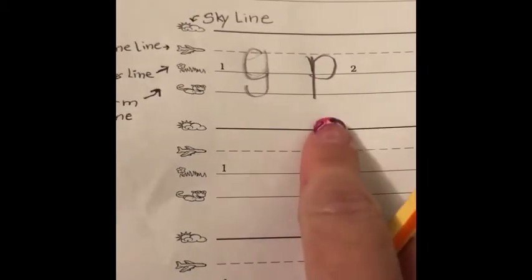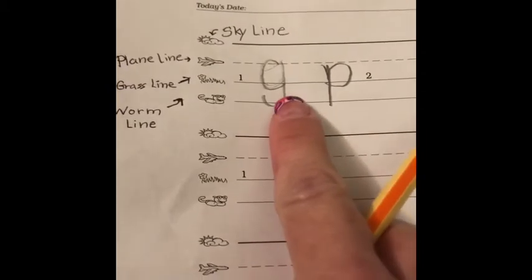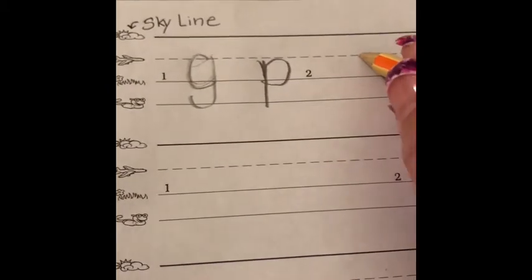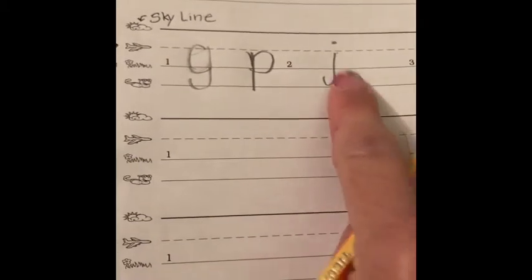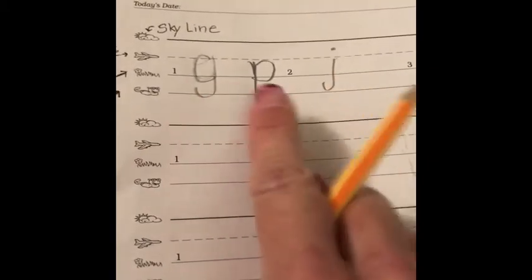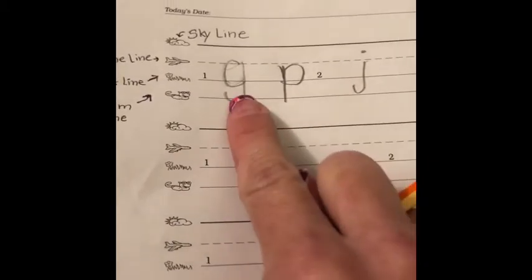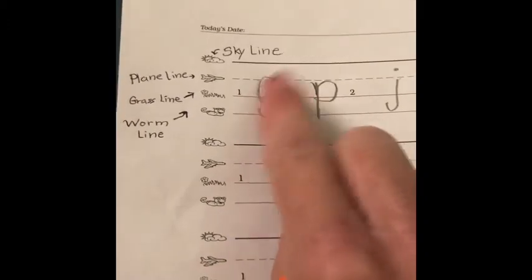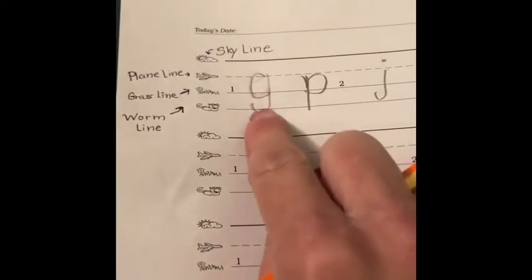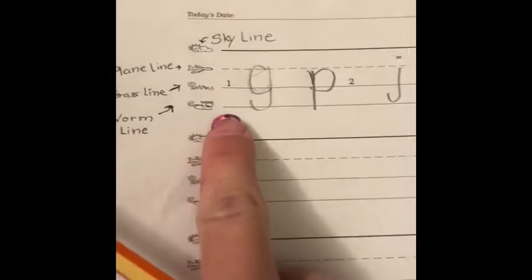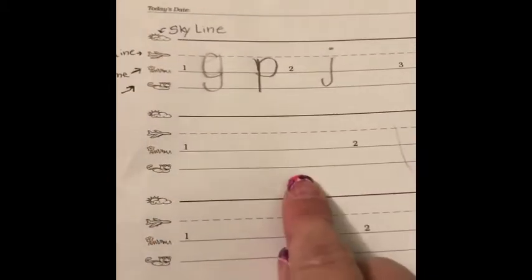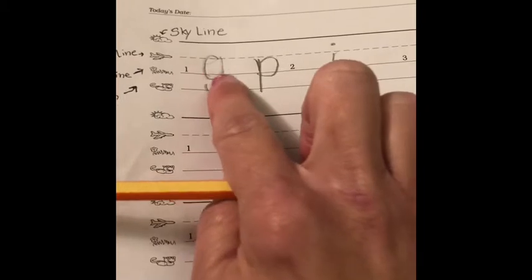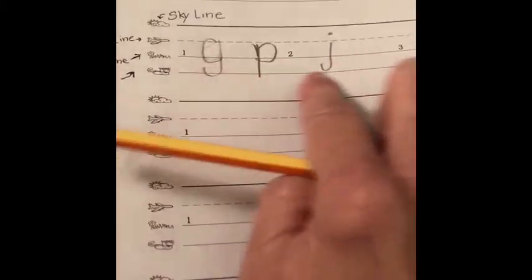Okay, so lowercase letters, some, such as G, P, or the letter... If you said it before I finished, kiss your brain. J, great. So G, P, J, those are just 3 examples of some of the lowercase letters that actually go under the ground, under this grass line here, and will touch the worm line. But remember, this worm line is not going to be on most paper, just the foundations paper that we're using, with these pictures. So you just have to use your imagination and pretend like this worm line is there if it's invisible on the paper that you're using at home.